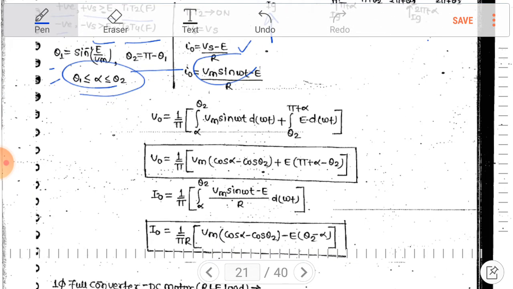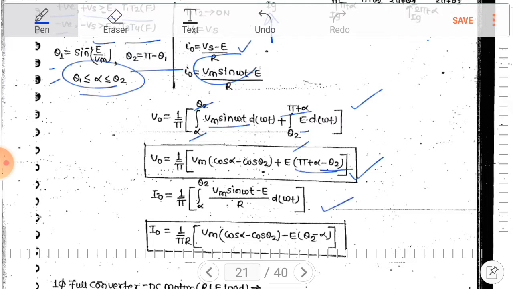V output, the average output voltage, can be determined by taking 1 upon time period. Time period is pi radian here, because two cycles exist in a complete sinusoidal cycle. Integrate from alpha to theta 2, when V output equals Vs, and then integrate theta 2 to pi plus alpha, in which time period V output equals capital E. We get the output voltage, where this term is in radians.